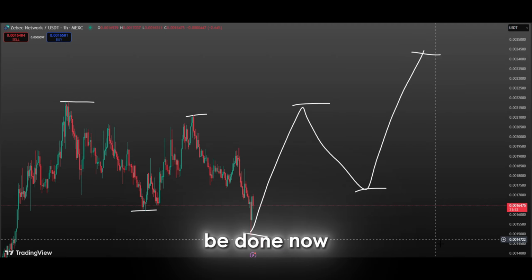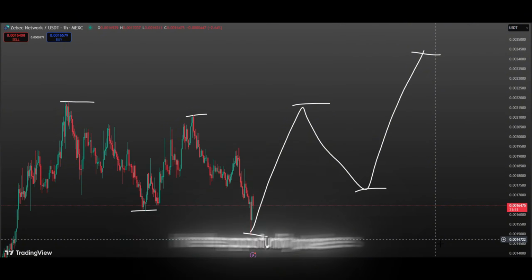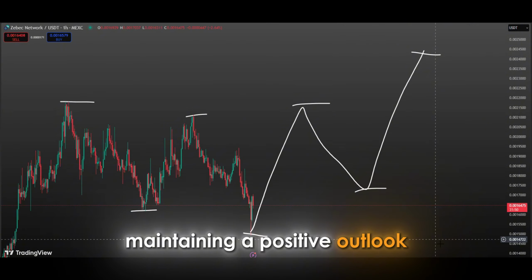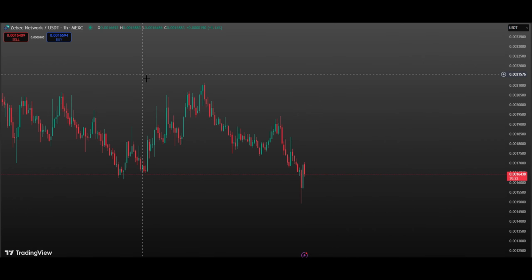What needs to be done now is to patiently wait for the technical signs of this reversal and act when the opportunity arises. Maintaining a positive outlook and seeing the bigger picture is especially valuable for investors during this period. That's why we cannot expect significant price increases without the formation of a higher low and a higher high.